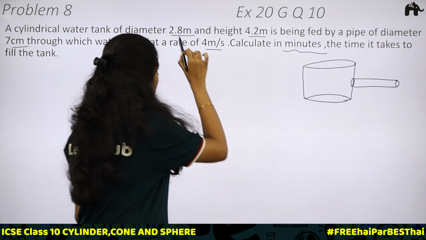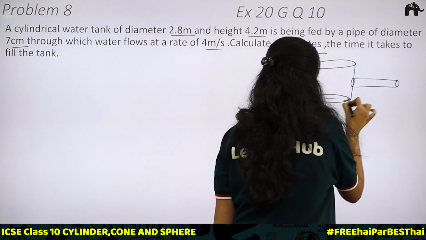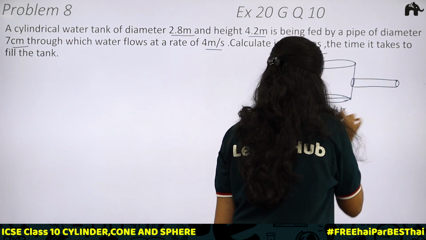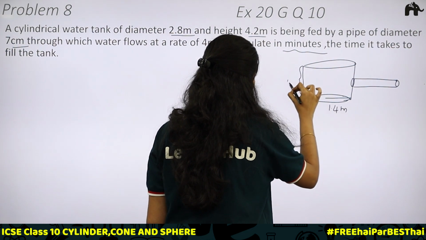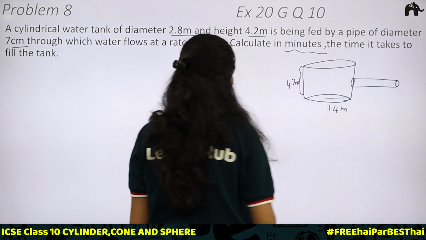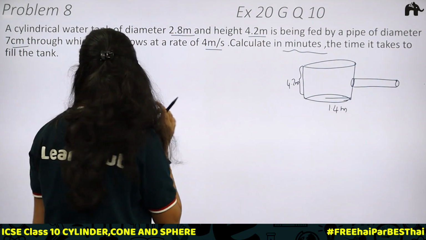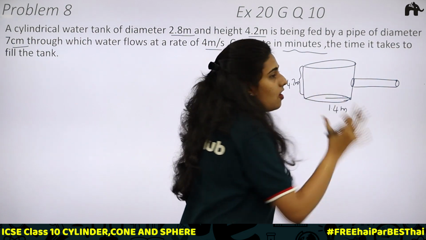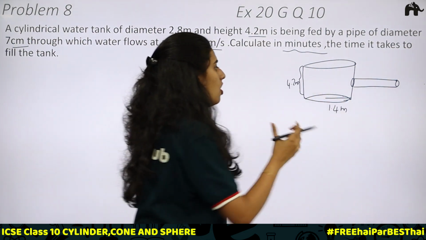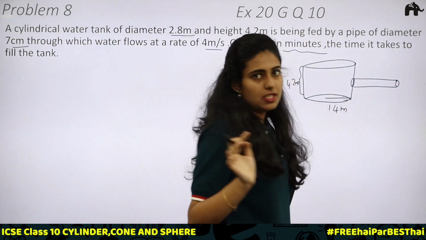So, given that a cylindrical water tank of diameter 2.8 meter, which means radius will be half of diameter. 2.8 meter is the diameter, therefore radius will be 1.4 meter. 1.4 meter, and height is given, which is 4.2 meters. Okay. Then the diameter of the pipe is given, which is 7 centimeter. Either we have to take all the quantities in centimeter, or we have to convert and take in meter. So, meter is a more comfortable unit.